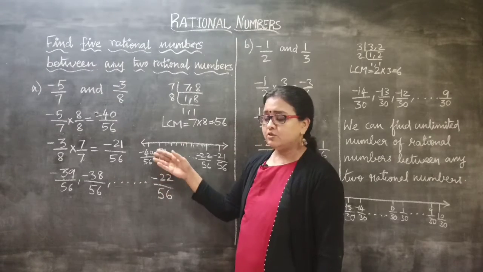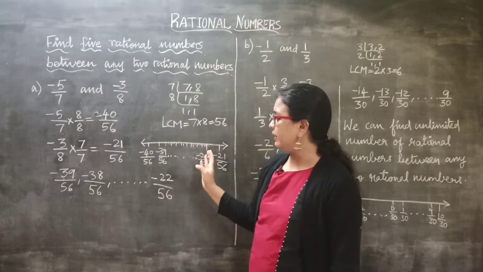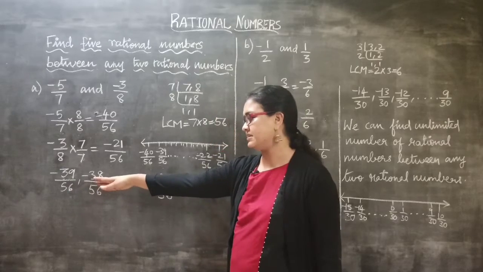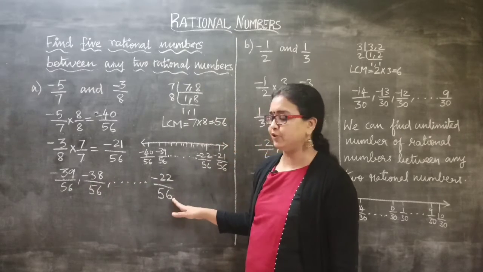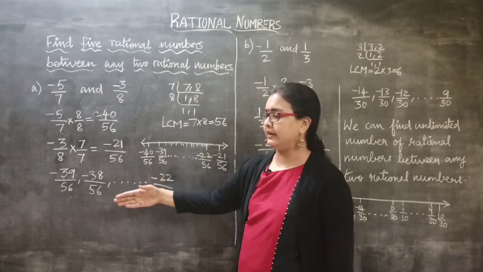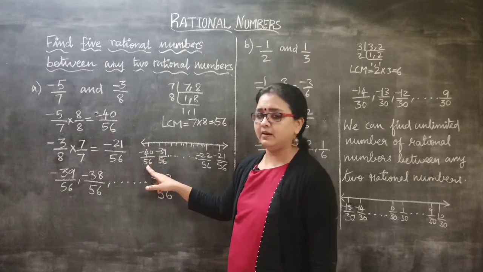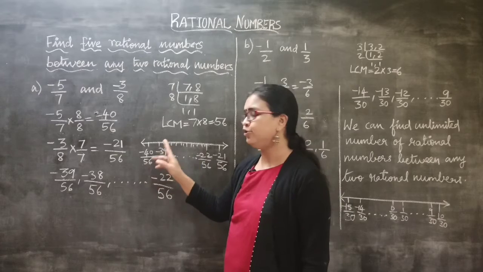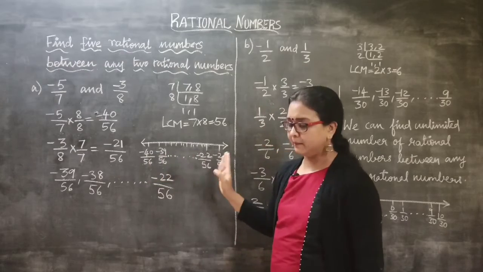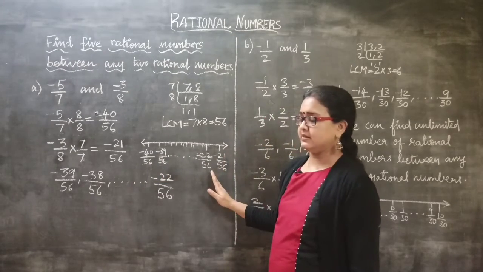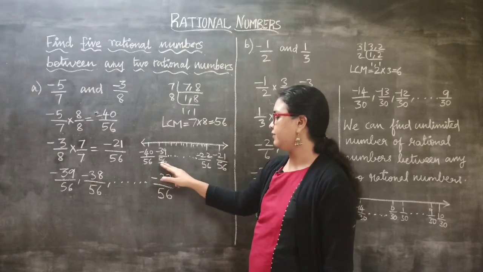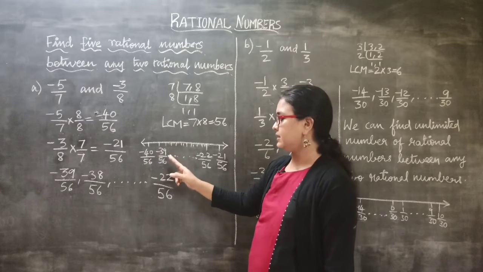Okay children. Now I have shown you on the number line how to represent this, because you may get confused about how minus 39 by 56 starts here and it ends with minus 22 by 56. Between these two rational numbers, these are the rational numbers which fall here, right? That is what I have represented on the number line to make you understand better. So from minus 40 by 56, moving towards the right hand side, I will get minus 21 by 56, right? So for that reason I have to move towards the right hand side.